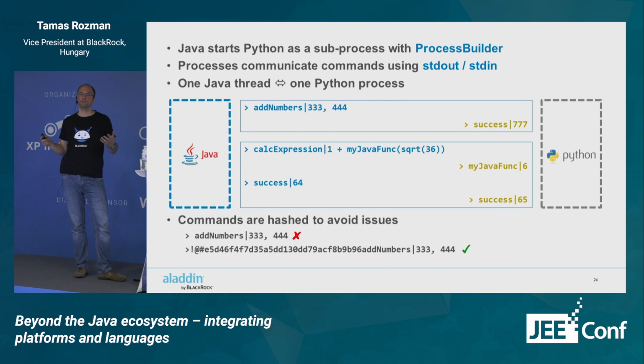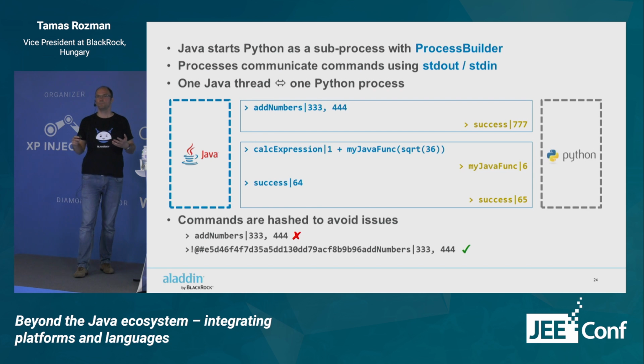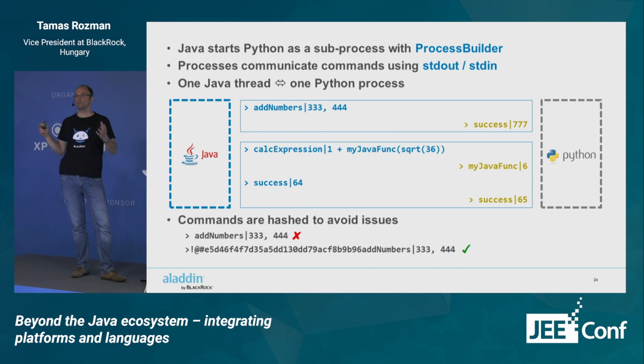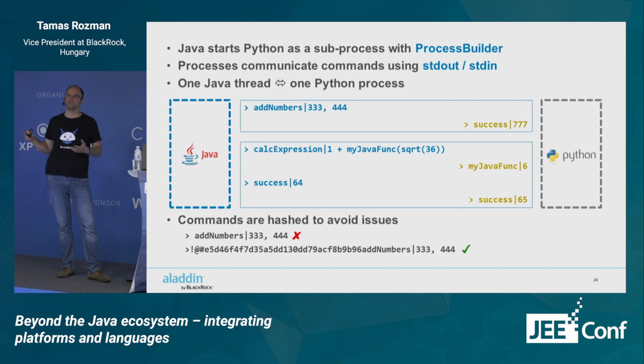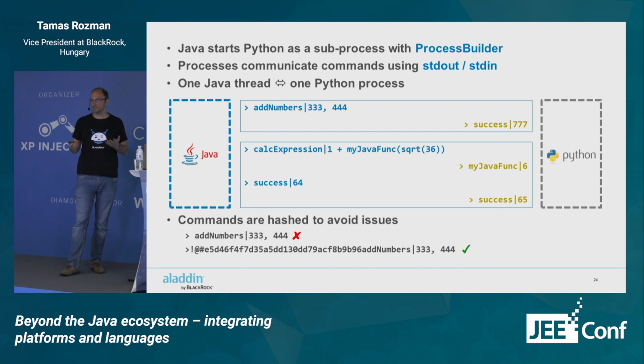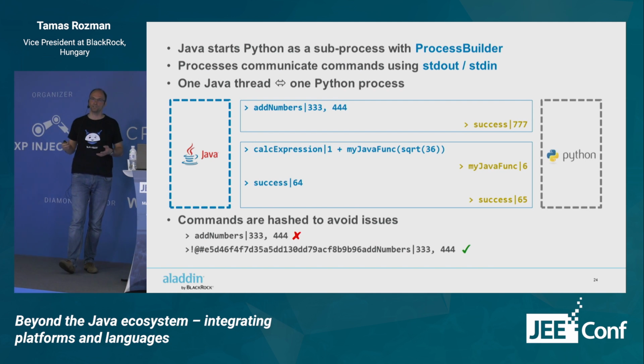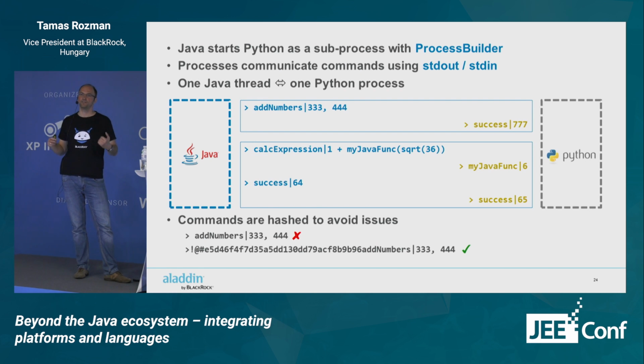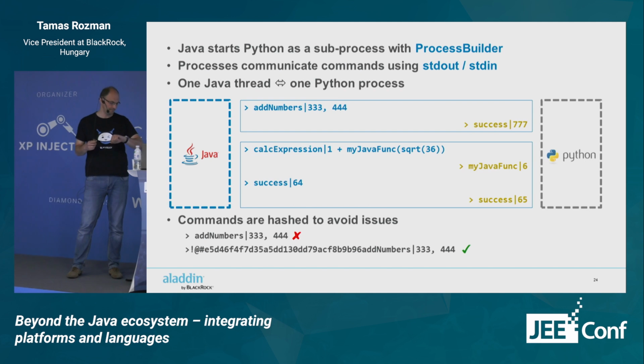Obviously, these commands are not written in plain text into the standard input and standard output, because some naughty Python algorithm might write something onto the standard output that is not a command, and we could still identify it as a command. So what we do is add some hashes and some magic patterns to make sure that what we interpret as a command is really meant to be a command.